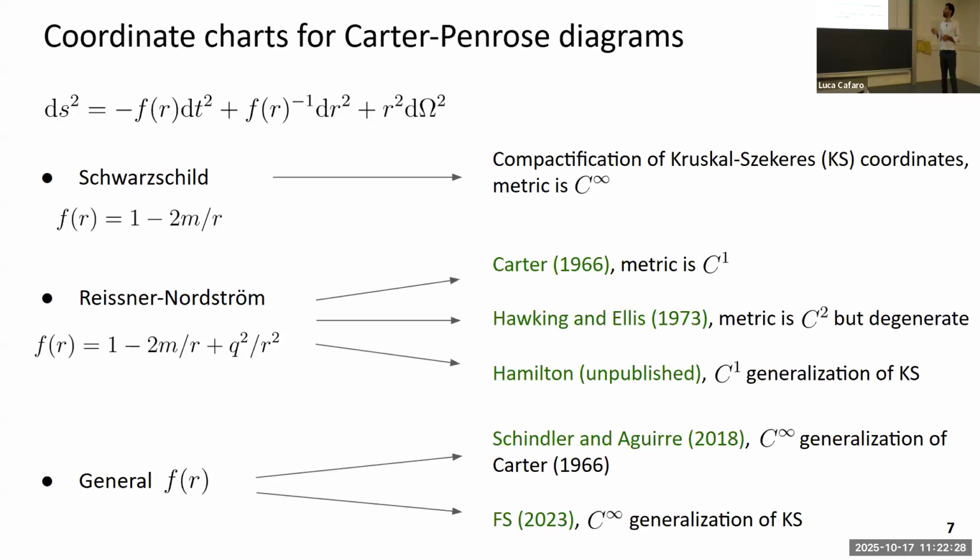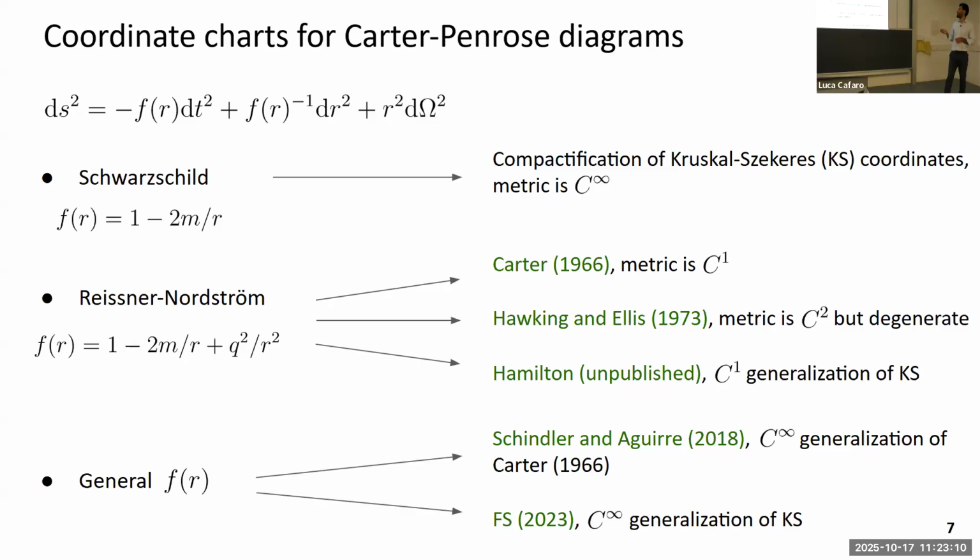Now, for Schwarzschild, usually one just takes the compactification, usually done with the tangent function of the Kruskal-Szekeres coordinates. And this is all nice and easy. If we go from 1 to 2 horizons in Reissner-Nordström, the first coordinate chart for the Carter-Penrose diagram was given by Carter, and he defined this chart where the metric is differentiable. Hawking and Ellis in their book show that one can actually use the same coordinates of Kruskal-Szekeres in Schwarzschild, so they're adapted only to one of the two horizons to give a map for the Carter-Penrose diagram, but the price to pay is that the metric is now degenerate on the other horizon.